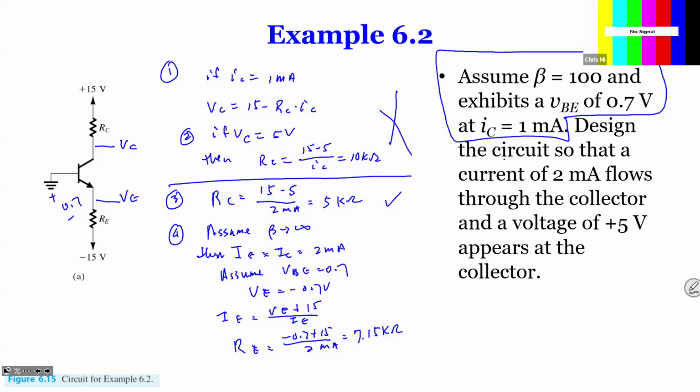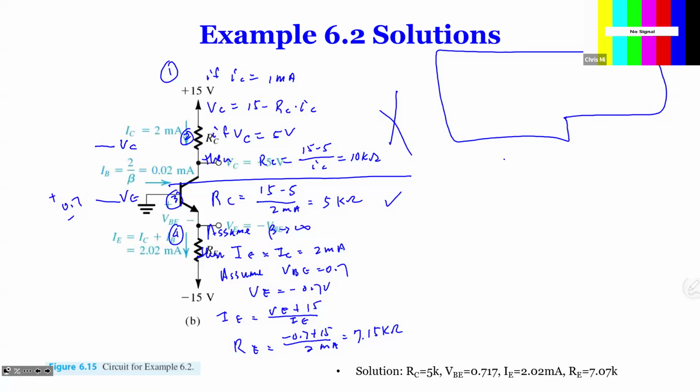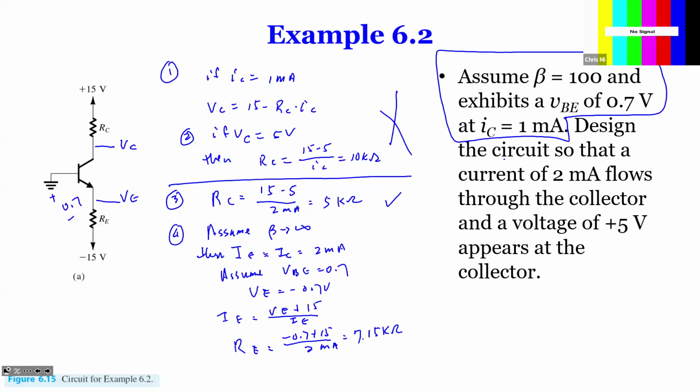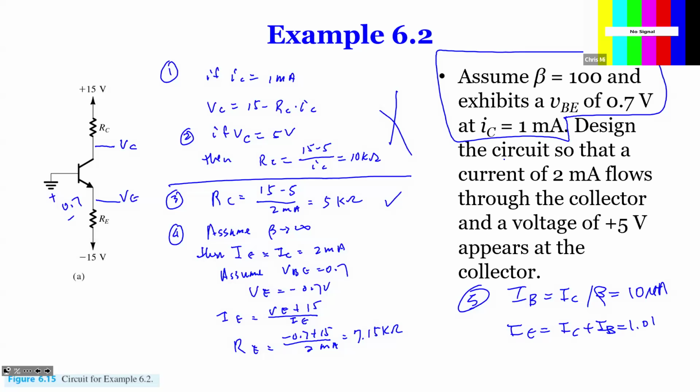So that's where we have to, well, let me go back to that slide. So in this case, in fact, we can calculate IB equal to IC over beta. So that's an easy one to calculate. So it's going to be 10 microamps. And then IE can be accurately calculated as IC plus IB.